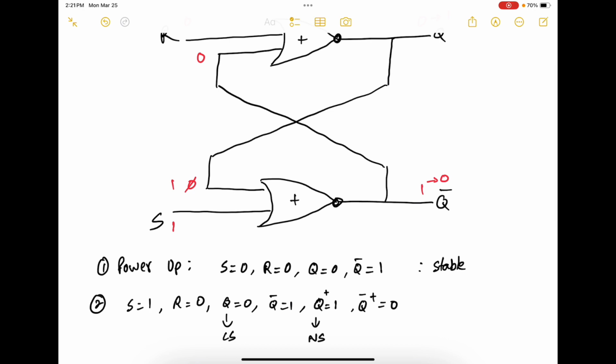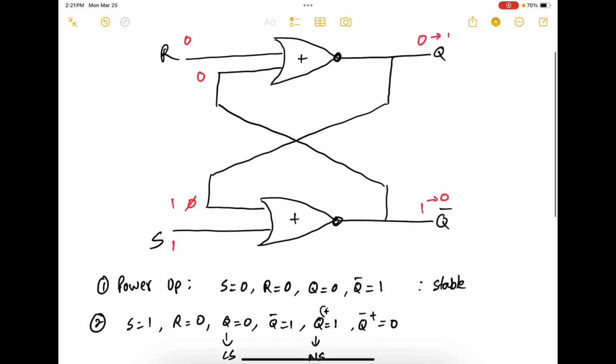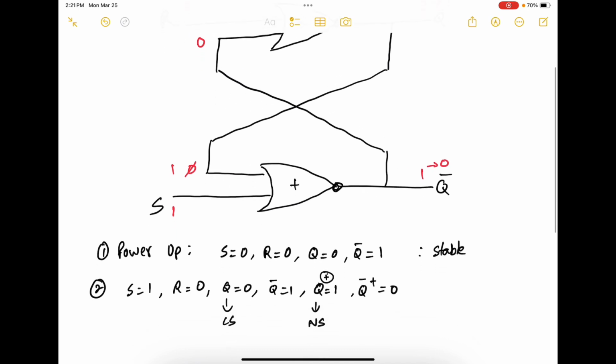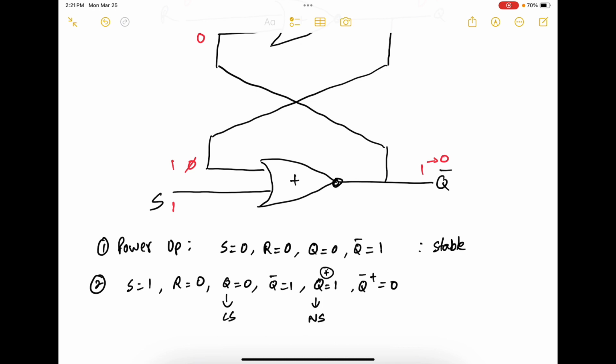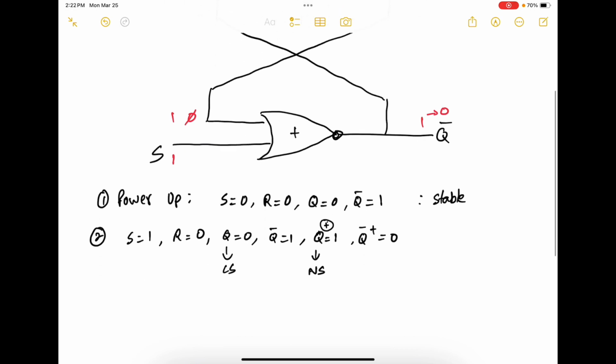It's going to take some time for the circuit to settle to Q equals to 1, which is why I have a plus sign here. And that's indicative of the next state. So if my current state is Q equals to 0 and I set my input S as 1 and R to 0, my Q plus is going to be a 1. Let's keep moving.